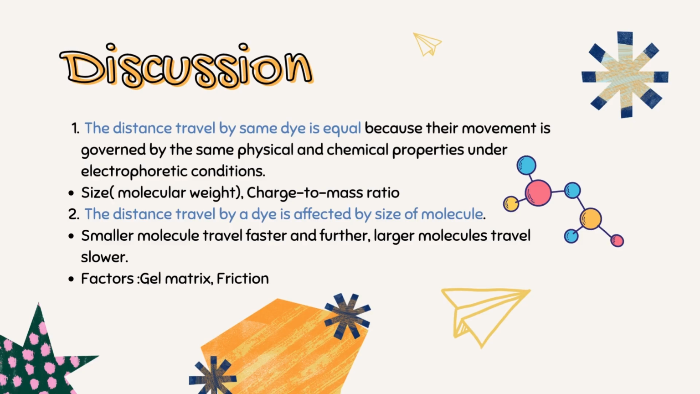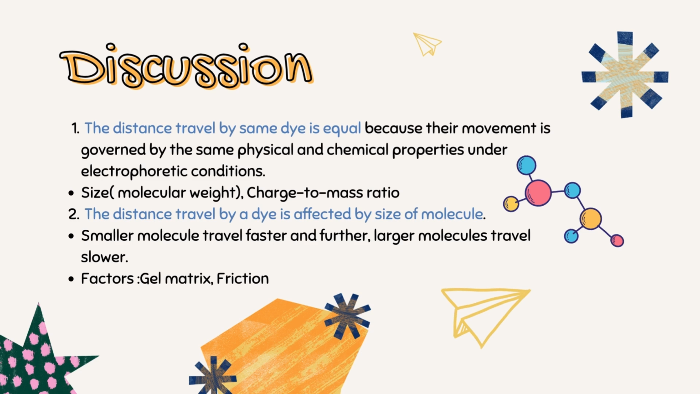Now moving on to discussion. The first discussion is the distance traveled by same dye is equal because their movement is governed by the same physical and chemical properties under electrophoretic conditions. The chemical and physical properties are size, which is molecular weight, and charge to mass ratio. For the size, two molecules of the same size encounter the same resistance as they move throughout the gel matrix. This causes them to travel the same distance.